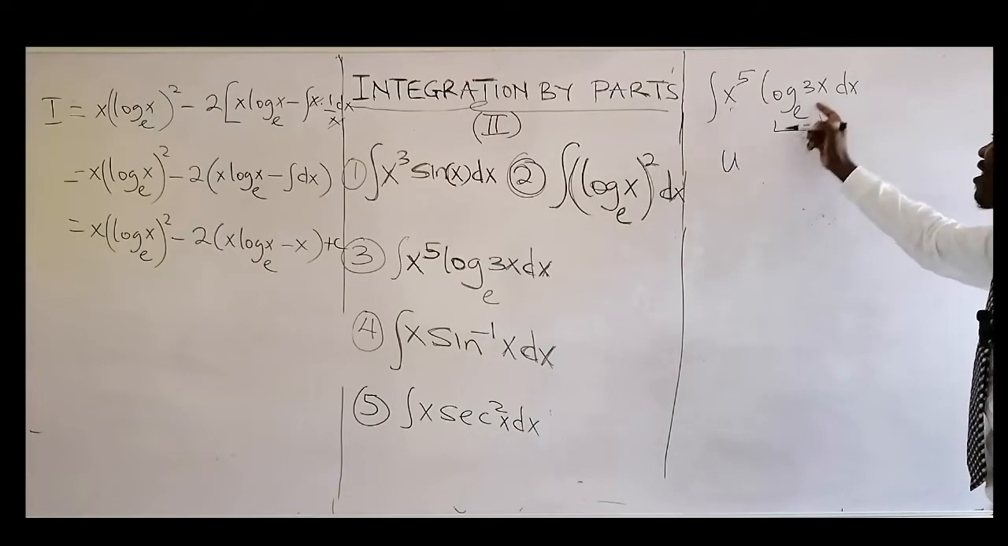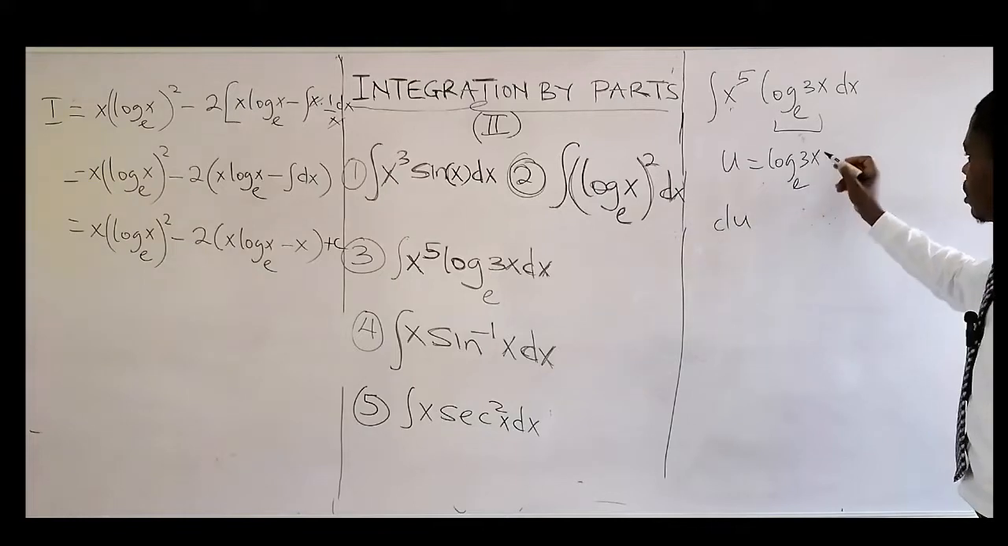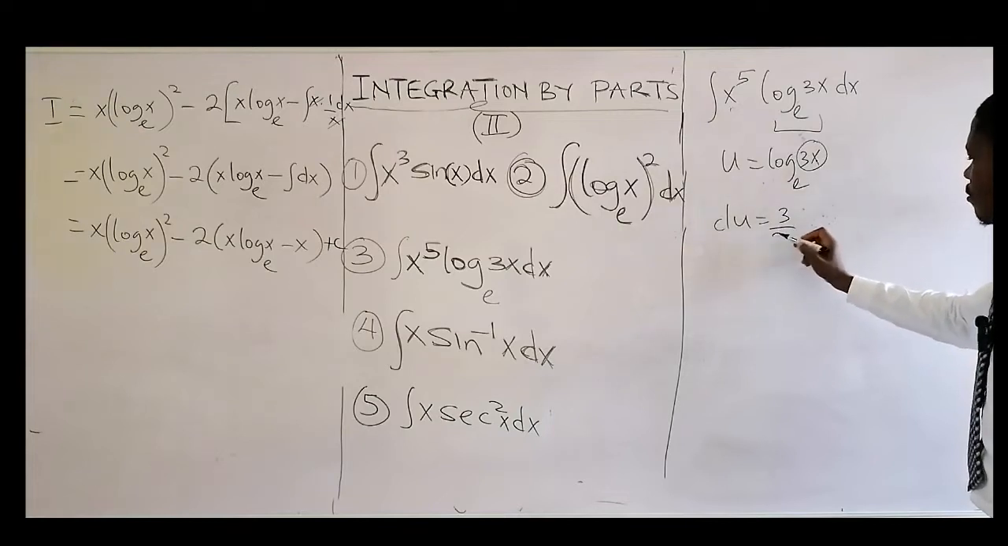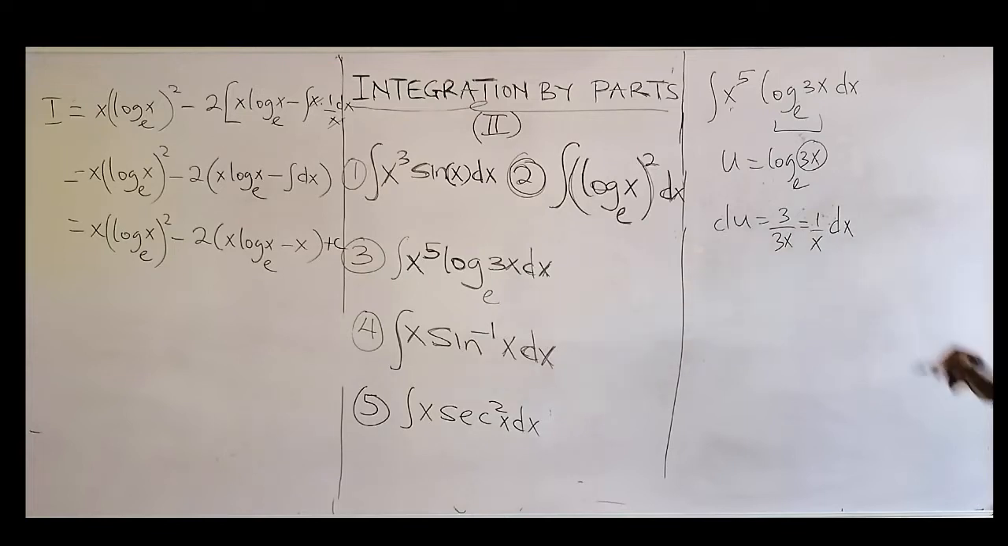So this log will be u. So u is log of 3x, and then du will be equal to the derivative of this function, 3, over the function itself, over 3x. That's 1 over x dx. Then again, my dv will be equal to x to the 5 dx. So v is equal to what? x to the 6 over 6. You integrate just by adding 1 to the power, and then dividing by the new power, which is 6.